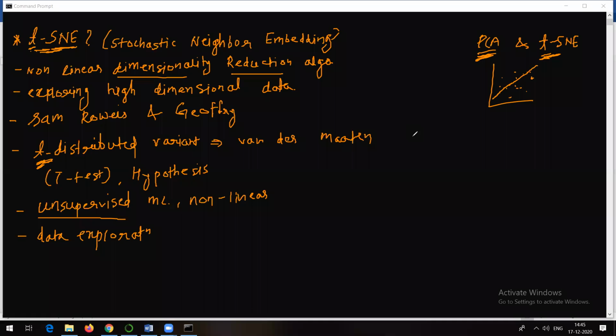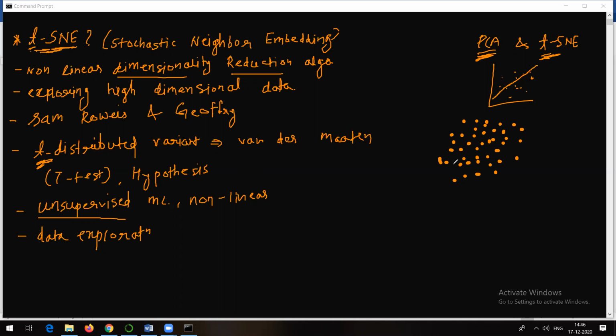Specifically, t-SNE models each high dimensional object by a 2 or 3 dimensional point in such a way that similar objects are modeled by nearby points, and dissimilar objects are modeled by distant points, with high probability. What does it mean? For example, suppose you have some data points, and a lot of data points are there like this. As it's high dimensional data, you are going to see a lot of data points like this.